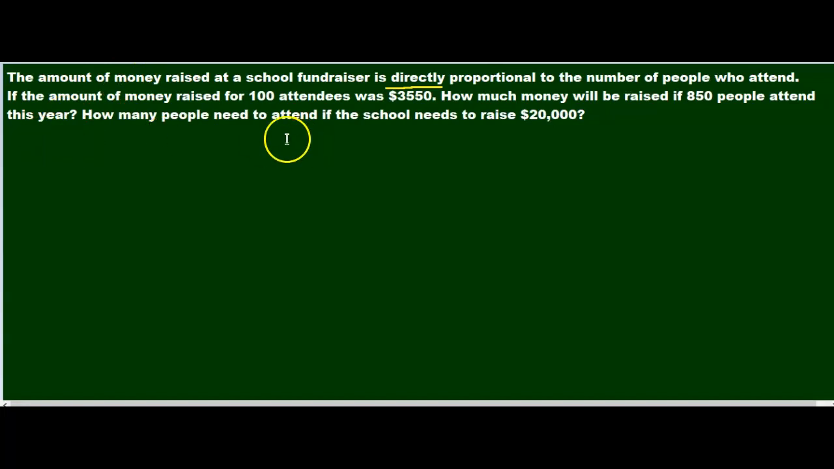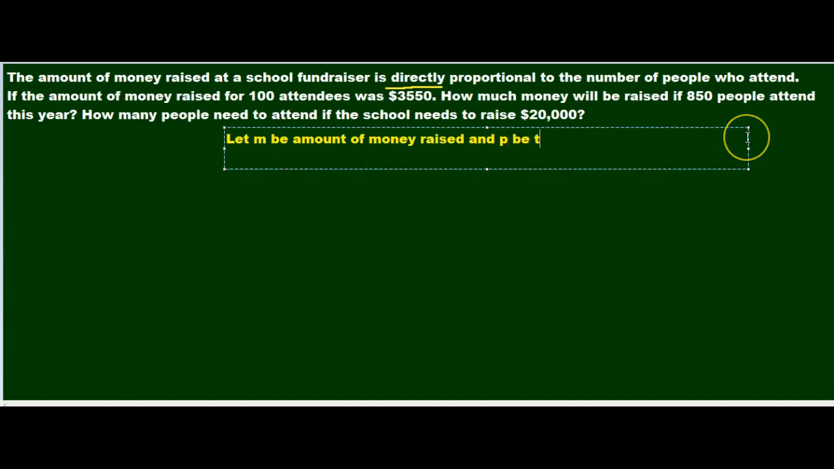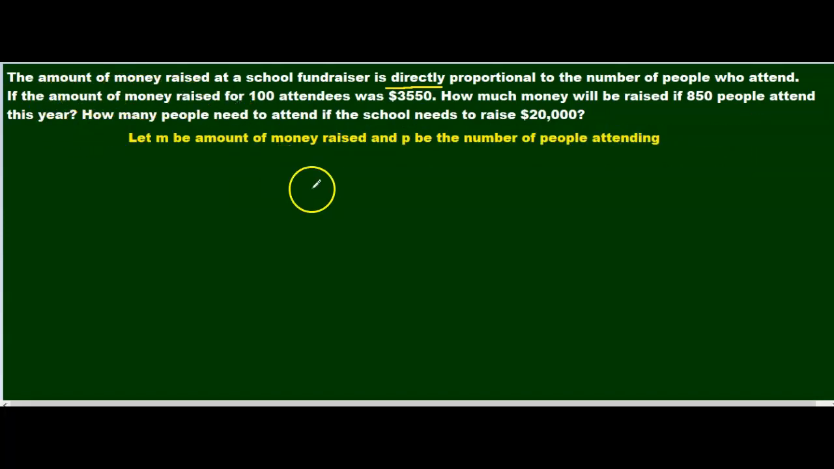So there are two variables that we are given here, money and people. So I'm going to say let M be amount of money raised and P be the number attending. Now we're told that the amount of money raised, M, is directly proportional, so we can say it's equal to KP, which is the number of people attending. We need to solve for K. So in these problems, they'll usually give the two variables so that you can solve for K.